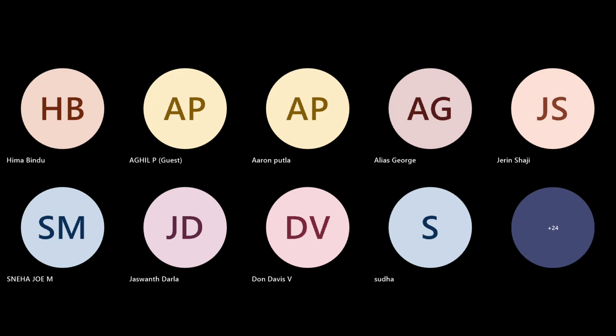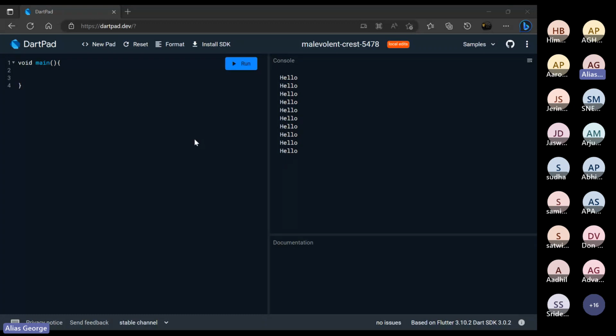Now we'll be dealing with the list. List, or in general, it is called an array. In C++ and other languages, even in Python, it is called a list or array. But in Dart, we call that array a list. So this is the syntax to write a list.